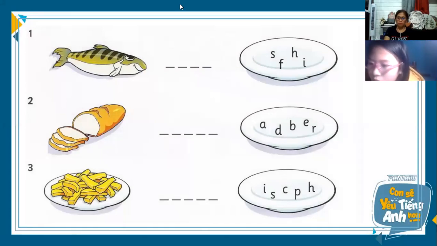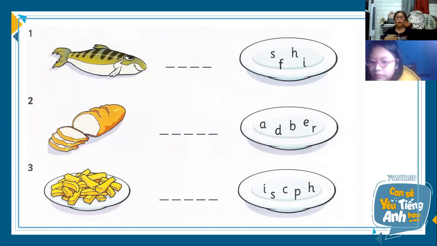Fish. Spell, please spell. F. I. S. Okay, number two. Red. Okay, spell the word red. B. A. R. D.